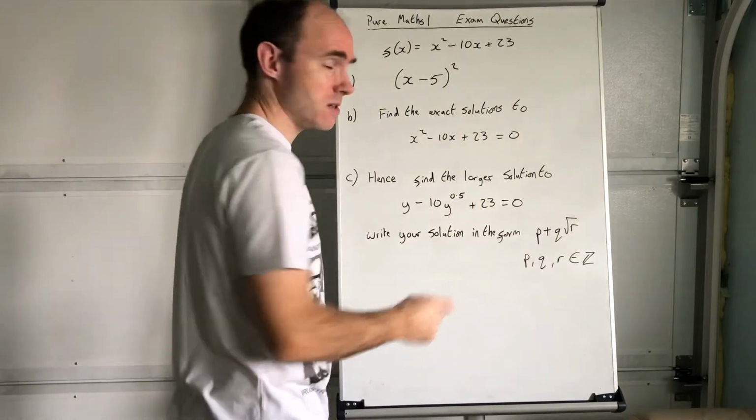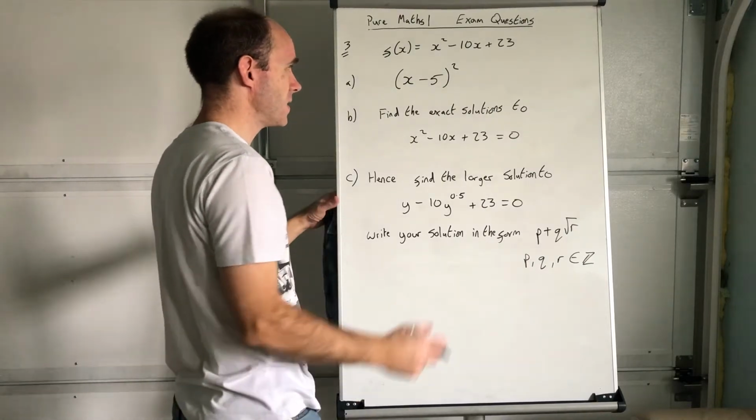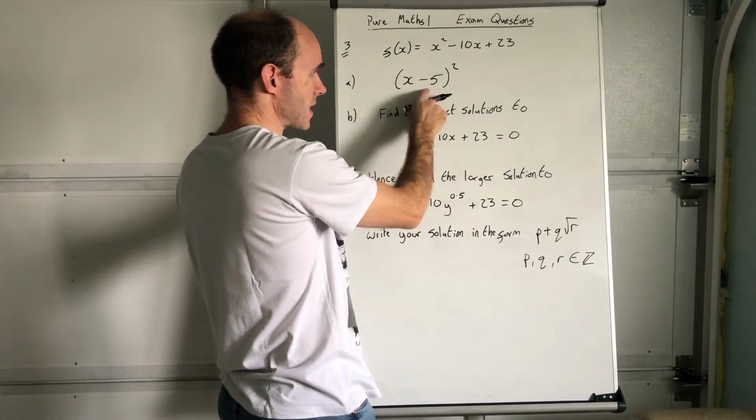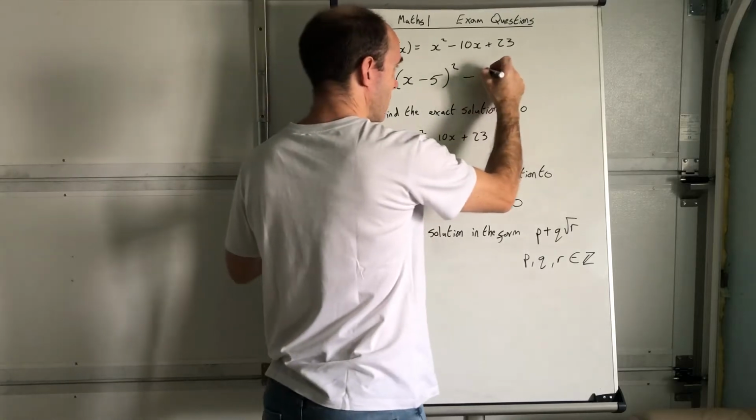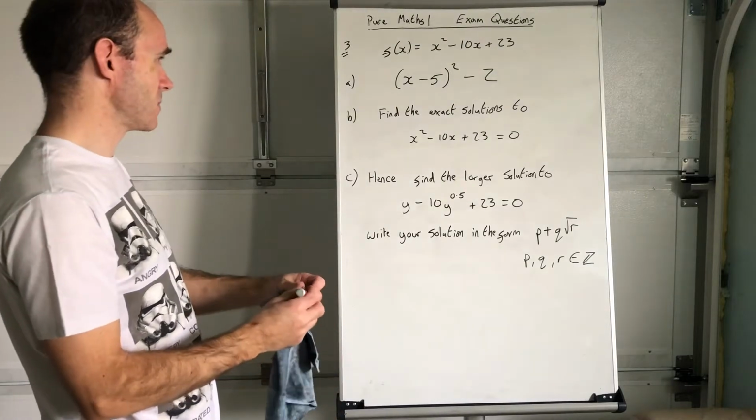Remember the method: just divide the coefficient by 2, half the coefficient, and you get (x minus 5) squared. So that gives you x squared, subtract 10x, plus 25. If we subtract 2, that gives us plus 23. Okay, so that's the first bit done.